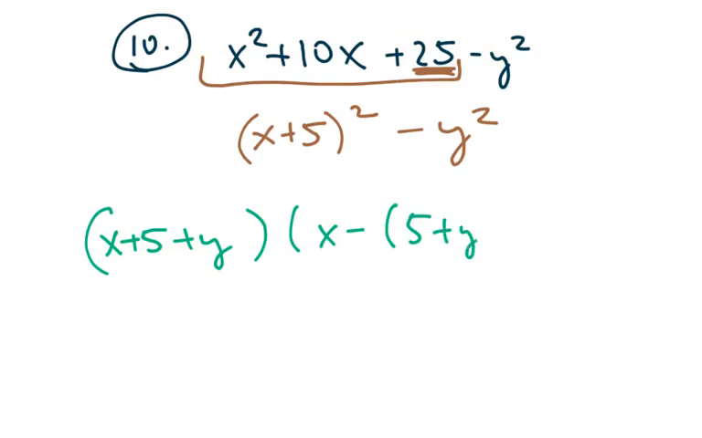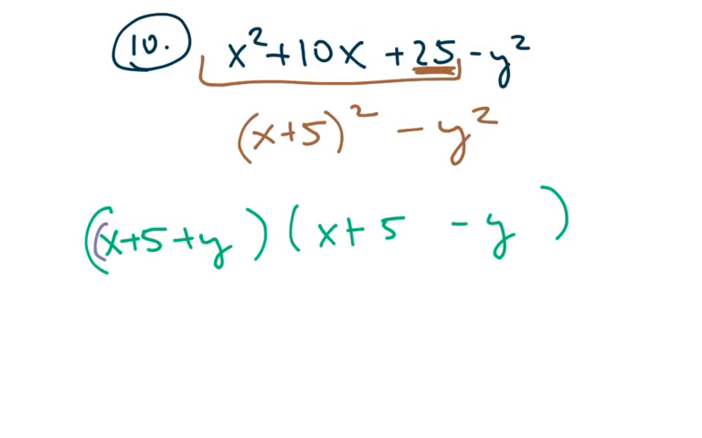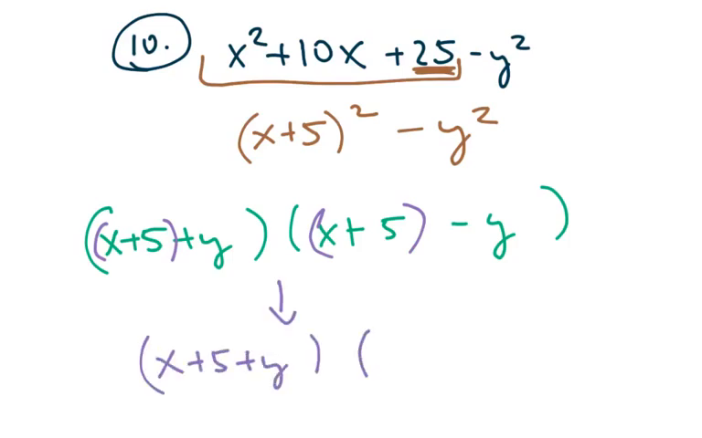I'm sorry, I wrote that down wrong. X plus 5 minus y. And what was tripping me up, and the reason why I made a silly mistake, and I should always do this, apologize for not doing that, that's quantity squared, right? And then we can break it down to x plus 5 plus y and x plus 5 minus y. Apologize for that, but there you have it.